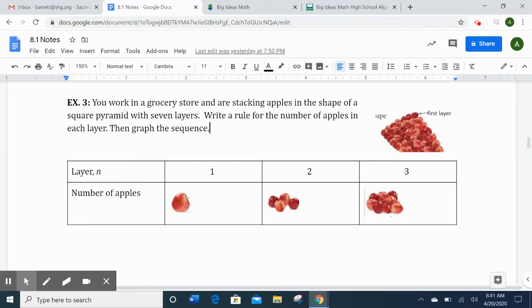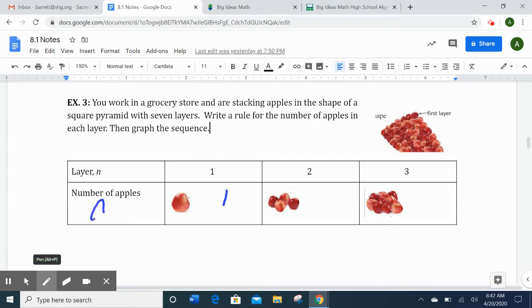Example 3, you work in a grocery store and are stacking apples in the shape of a square pyramid with 7 layers. Write a rule for the number of apples in each layer, then graph the sequence. So just so you can visualize what they're talking about, this pyramid of apples, in the first layer at the very top of the pyramid, there's just one apple.